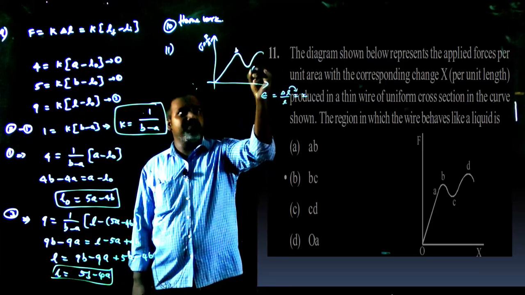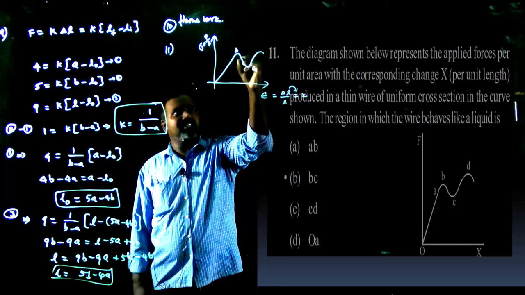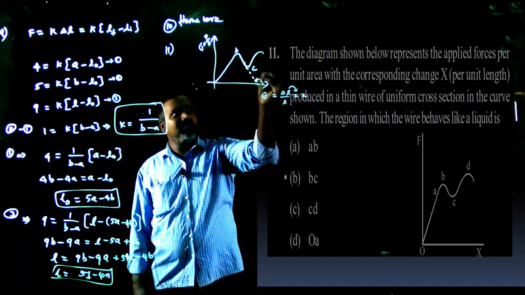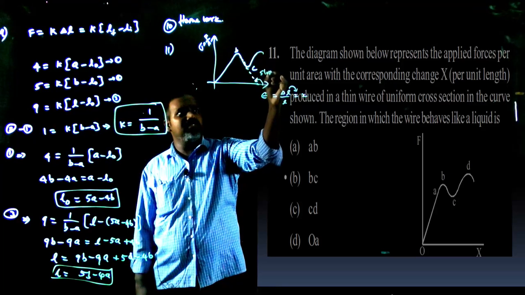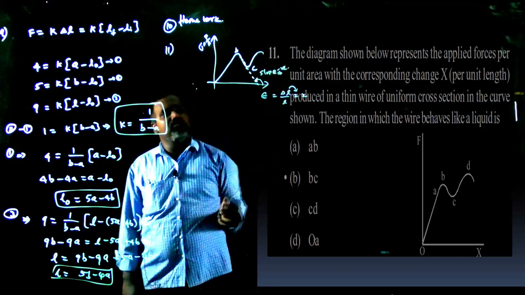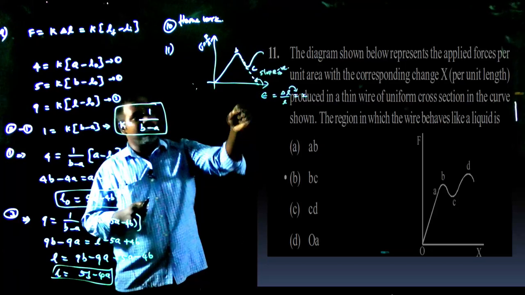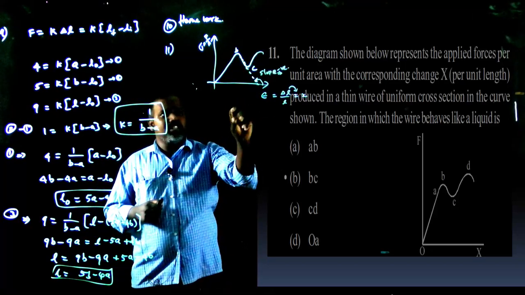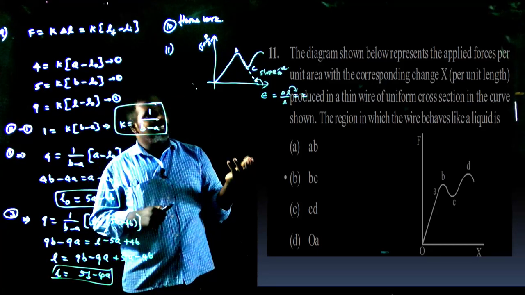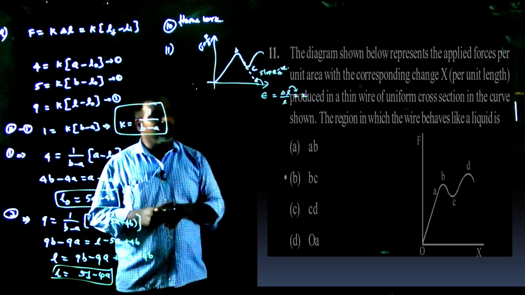So this is B to C. Whenever the angle changes from acute to obtuse, because slope is nothing but tan theta, when you draw the slope for this line, the angle is obtuse, more than 90 degrees. Therefore the slope of this region will be negative. A negative slope is related to bulk stress and bulk strain, where we have minus delta V by V. Minus delta V by V is nothing but bulk strain, that is volume strain, which exists for fluids or liquids.